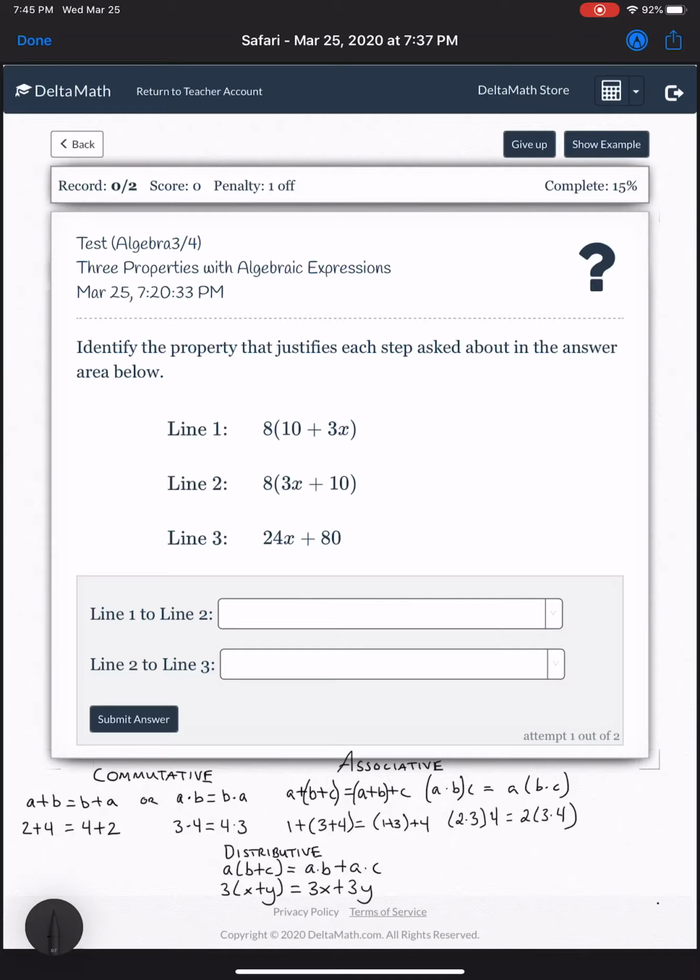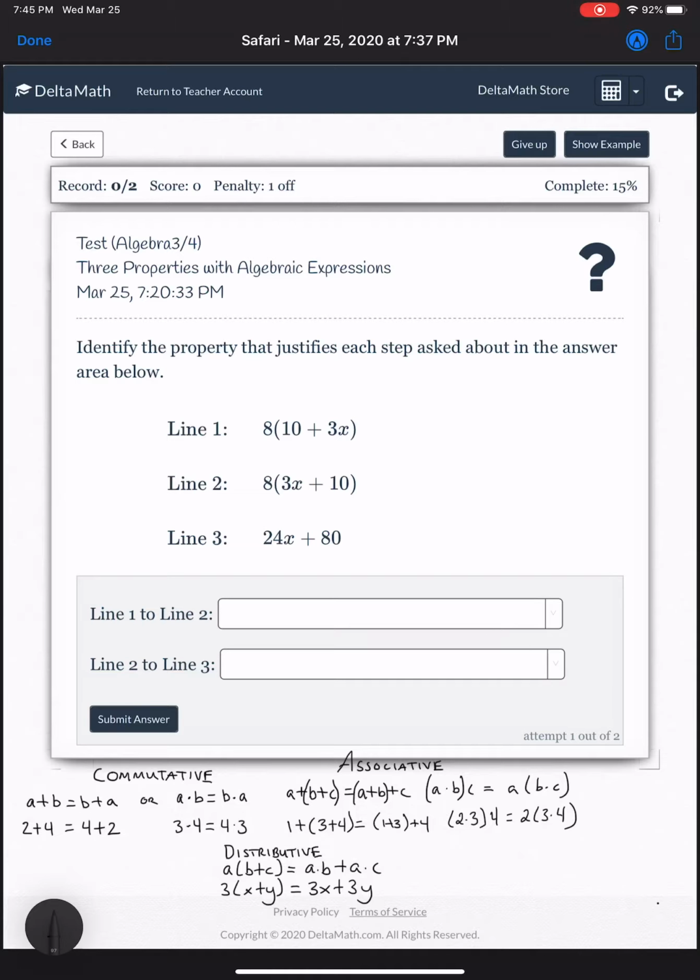On the other side, I'm going to add 1 plus 3 together first because they're inside of the parentheses. That gives me 4. 4 plus 4 gives me 8. So we can see that the associative property changes the grouping, not the order, and it keeps both sides equivalent.